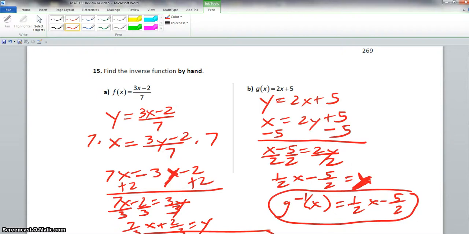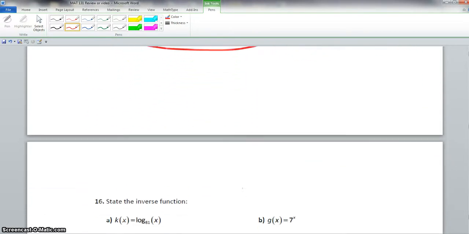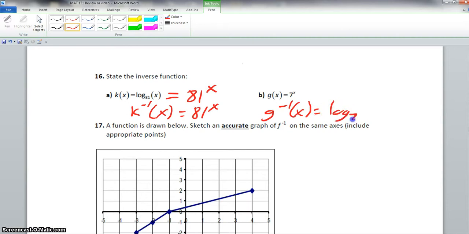Now, we scroll down here to 16. It says state the inverse function. We have log 81 of x, and the inverse is 81 to the x power. Well, actually, I should have written this as k inverse of x is equal to 81 to the x. And this would be g inverse of x is equal to log 7 of x. And that is the final answer for A and B.